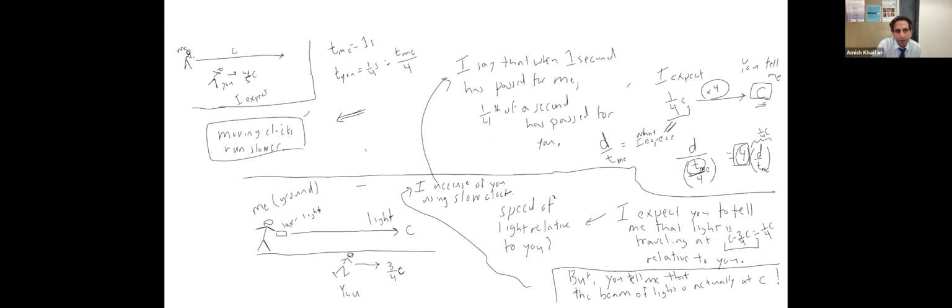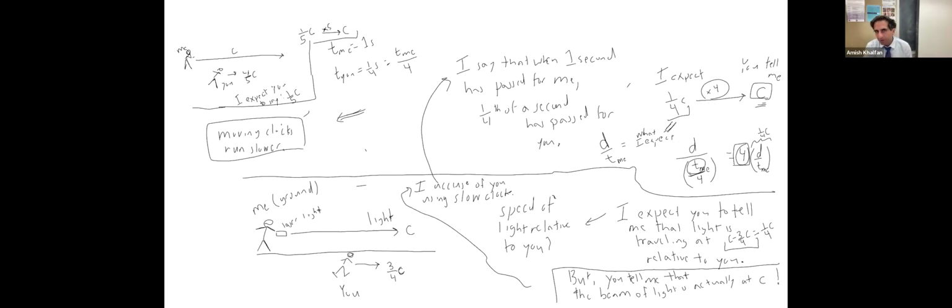What do I expect the speed of that beam of light to be? I expect you to say the speed is c minus 4/5 c, or 5/5 minus 4/5. 1/5. Good, excellent. But you tell me it's c. So now notice the following. We're going from 1/5 c, what I expect you to tell me, but you're telling me c. So now it's a multiplication of 5. So I say that when 1 second has passed for me, 1/5 of a second has passed for you. Time has slowed down more than before.